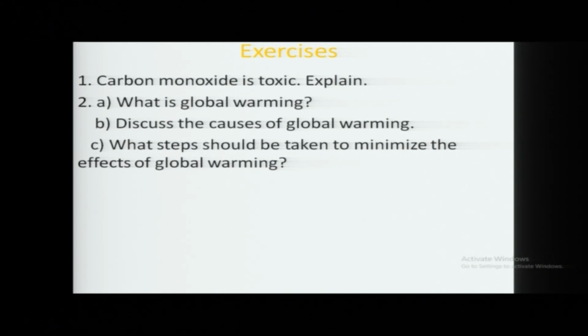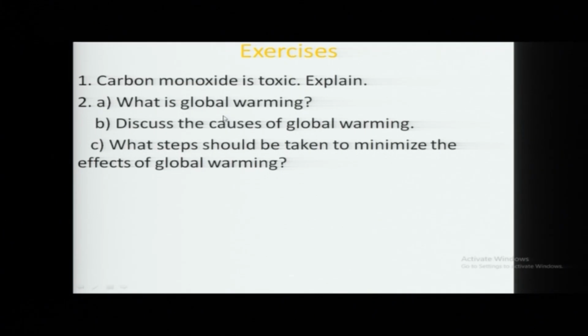Why? You remember the hemoglobin reacting with carbon monoxide to form carboxyhemoglobin, which will block the transportation of oxygen, and finally an individual may suffocate, or when it becomes too much, an individual dies. So that is some of the points you have to bring out, trying to explain why carbon monoxide is a toxic gas. All right?